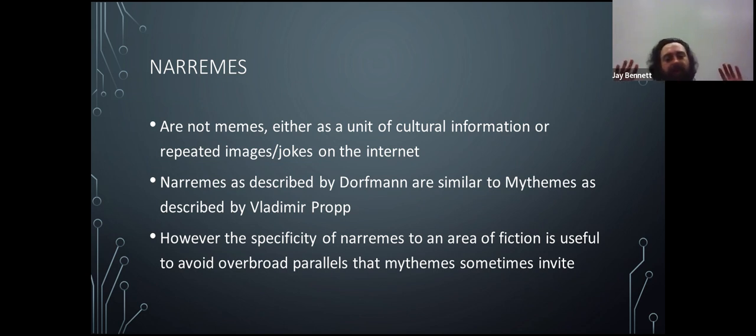Maybe. But the reason that I think they're different is that mythemes are trying to describe a really broad thing. So Vladimir Propp was basically studying how different stories are related to each other. But Dorfman was just studying, well, here are the things that are specific to medieval romances. So basically the specificity of Narians to an area of fiction is useful to avoid the overbroad parallels of a myth. A Narian is not necessarily going to be the same in different genres, and you need to keep that in mind.